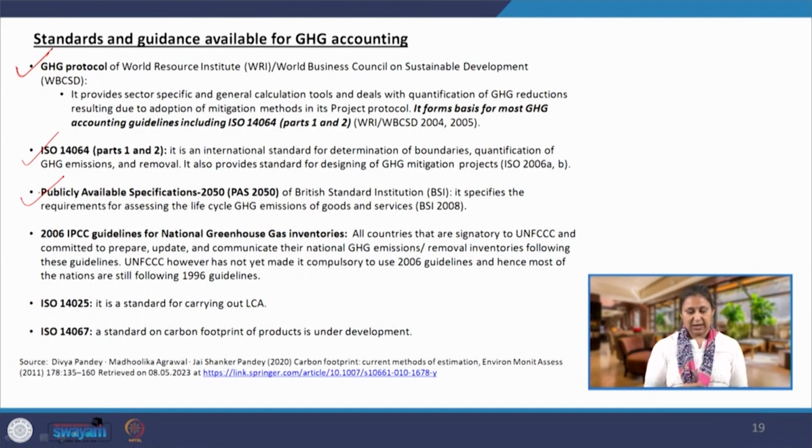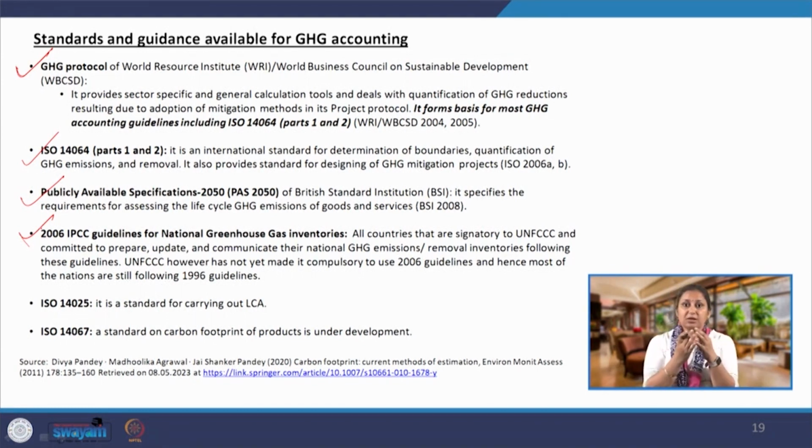This is a British standard from the British Standards Institution, and it specifies the requirements for assessing the life cycle GHG emissions. We also have the 2006 IPCC guidelines for national greenhouse gas inventories. As I said, we have to have inventories, and different countries are developing more and more inventories. It is a complex system, and every time I say that we are talking about limiting global warming to 1.5 or 2 degrees, or about overall greenhouse gas emissions, these are coming from different models and of course some experiments also.